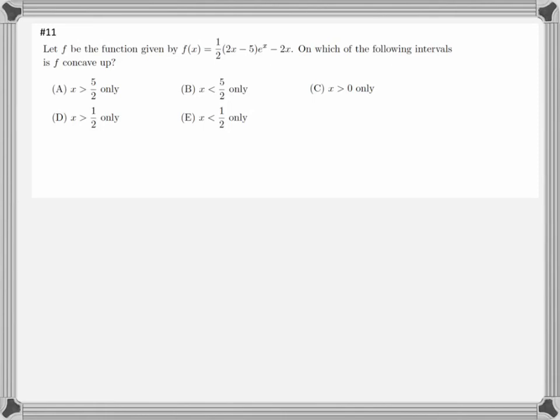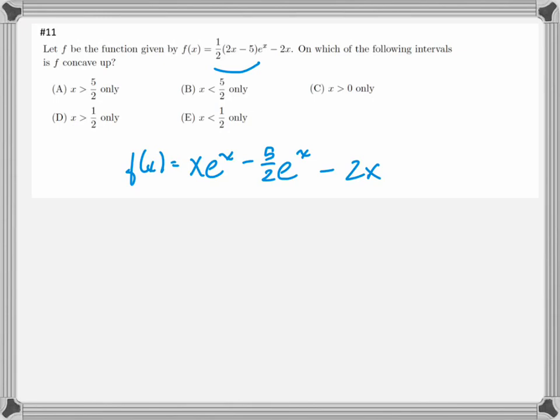Combine, well, let's see. Yeah, I think I'm going to combine this because either way you have to do the product rule. So I'm going to rewrite f of x as 1/2 times 2x, e to the x. So I'm just going to multiply the 1/2 and the e to the x and the 2. So wouldn't that be x e to the x minus 5/2 e to the x minus 2x.